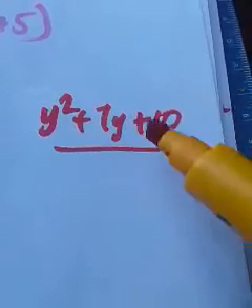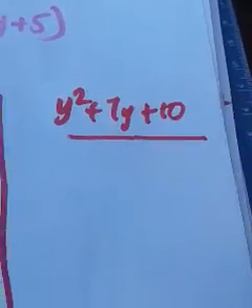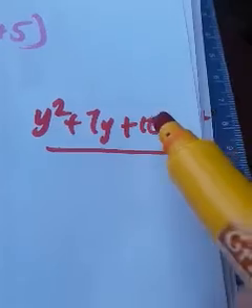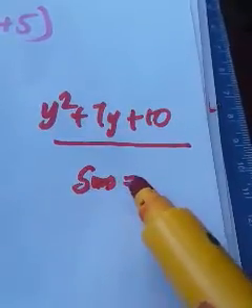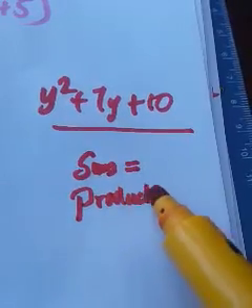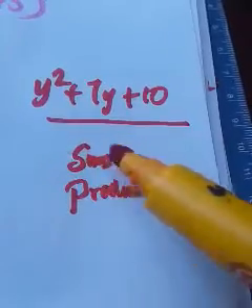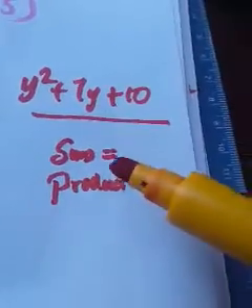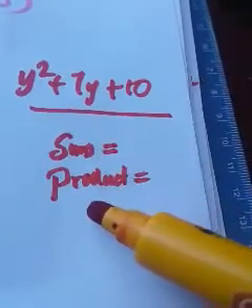In order to factorize this, I'm going to use a separate technique. Listen here, I'm going to write that sum is equal to, and product is equal to. You may have a doubt about why Shibin sir is writing this sum and product. There exists a reason for that. So it is sum and it is product.